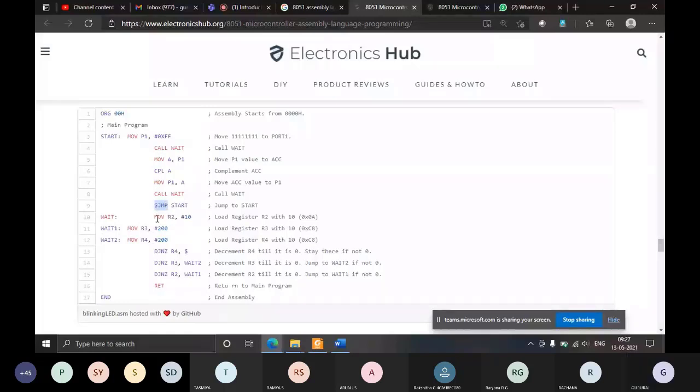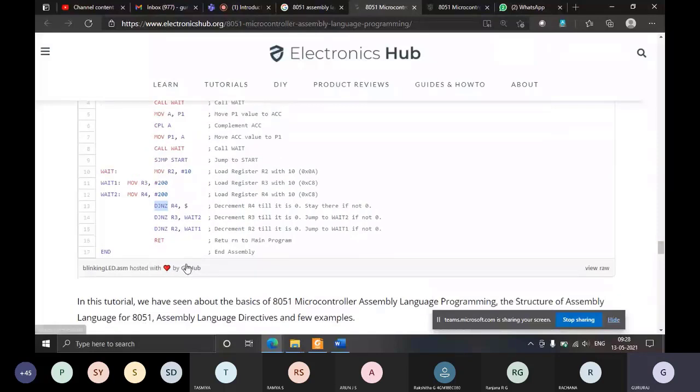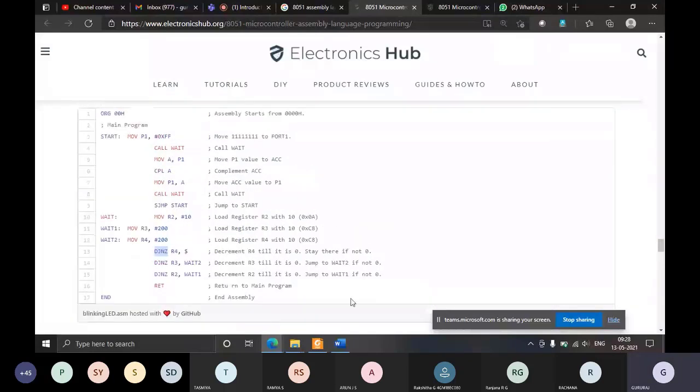SJMP means short jump, then again move. Next DJNZ, decrement and jump if not zero. That is what this instruction is. Like that. So this is a sample example. That's all. Fine. So this is how assembly looks, and this is what we will discuss now.